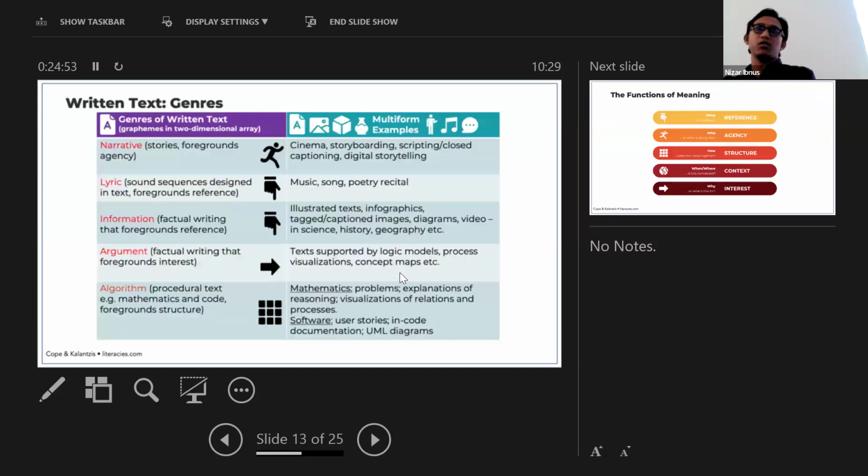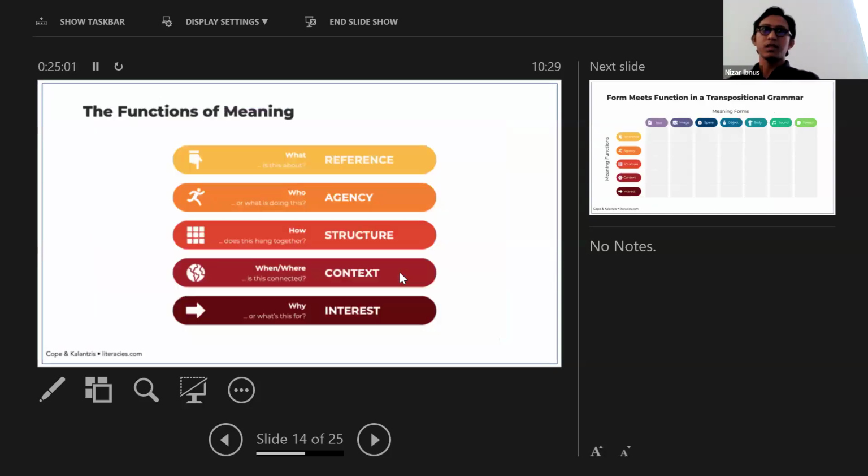This is also another example of transposition, from narrative to cinema, to storytelling, and so on, from lyric to music and so on. Okay, now this is about the functions of meaning. Mary Kalantzis and Bill Cope, and also Gunther Kress, are colleagues of M. A. K. Halliday. Halliday is one of the prominent scholars in systemic functional grammar, and of course Kalantzis and Cope at that time were influenced and inspired by systemic functional grammar.